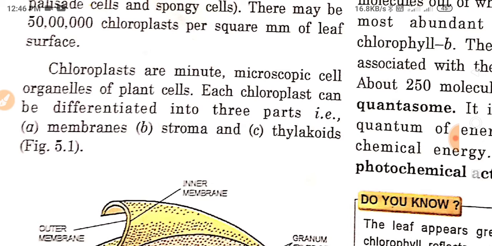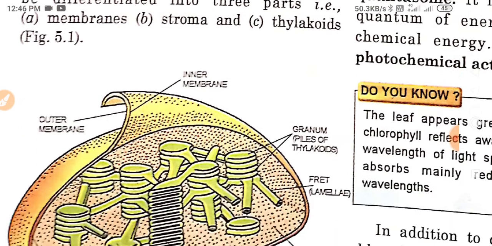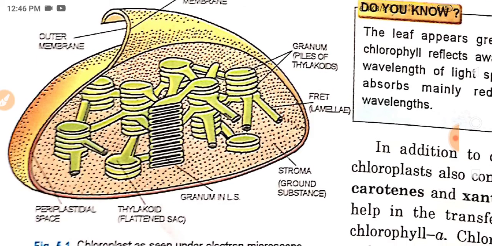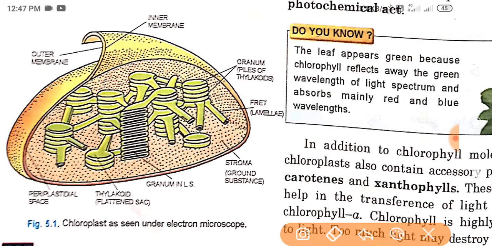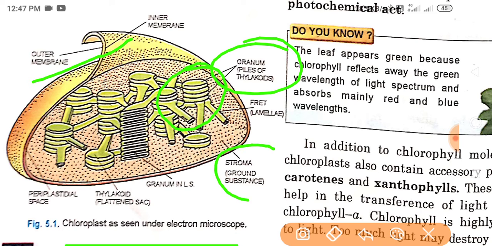Chloroplasts are minute microscopic cell organelles of the plant cell. Each chloroplast can be differentiated into three parts: membranes, stroma, and thylakoids. You already read about its structure maybe in the chapter on the cell, so you have to look into it. This is a chloroplast as seen under an electron microscope. This is the inner membrane, this is the outer membrane, these are granules, and these are thylakoids, where the photosynthesis process takes place. Stroma is also there. When you go to higher classes, you will read about photosynthesis in more detail, the light reaction and the dark reaction.